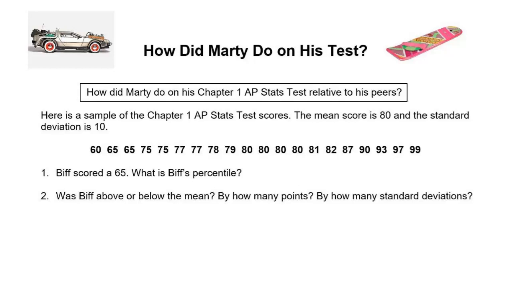Here's a sample of the Chapter 1 AP Stats test scores. The mean score is 80, standard deviation is 10. We could actually calculate that. We don't need to. They did it for us already. Nice thing, they've got all of these test scores in order for us from lowest up to highest. So lowest was a 60, highest was a 99.